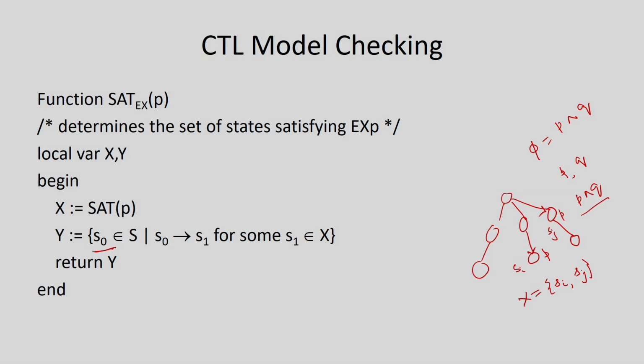Now, we are going to look for such states S0 where I have a transition from S0 to any of the states Si or Sj. So, if this is Sk, then what will happen? At least we are going to get one transition. The next state is Si. So, I have this Sk to Si such that in Si P is true. So, Sk will be returned.